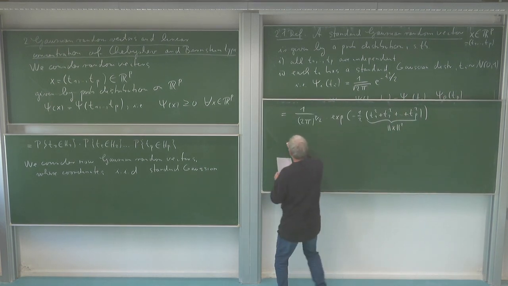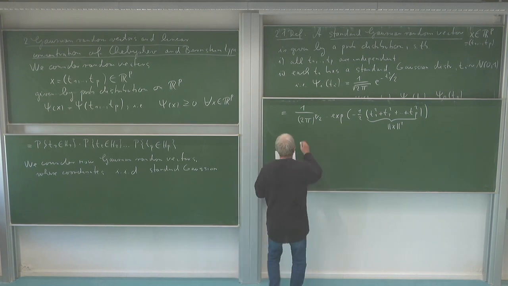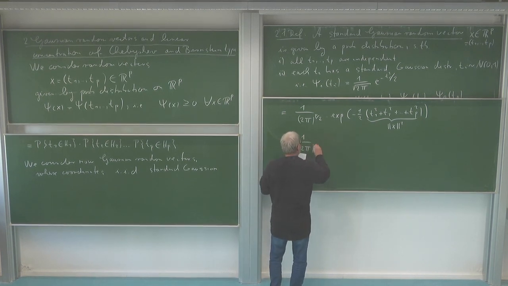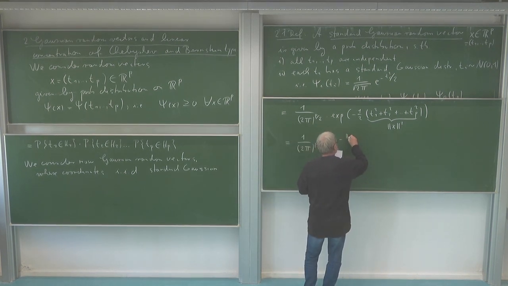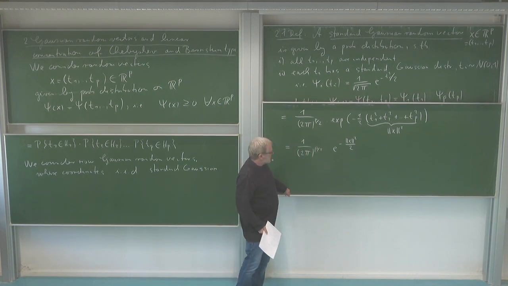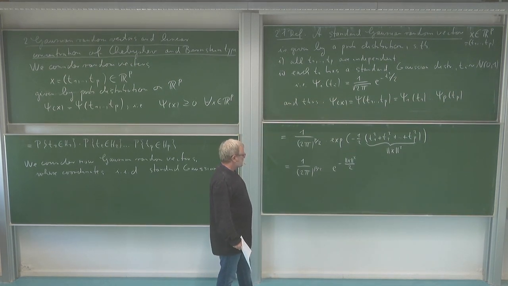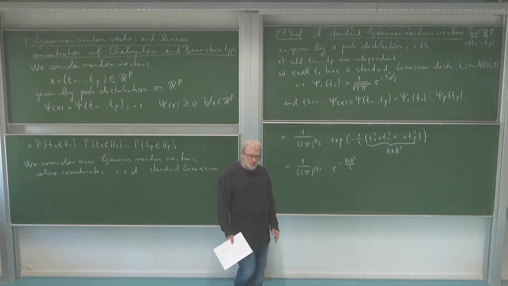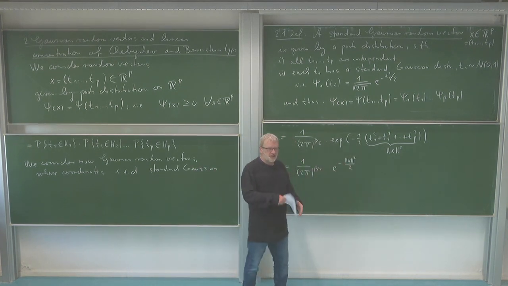So I can write this directly, not going back to the components, but in terms of the vector itself. So it's 1 over 2 pi to the power p over 2, and then I have e to the minus the length of the vector squared divided by 2. That's the density of my random vector. So if I want to calculate any probability for some properties of my Gaussian random vectors, I have to integrate over this density.